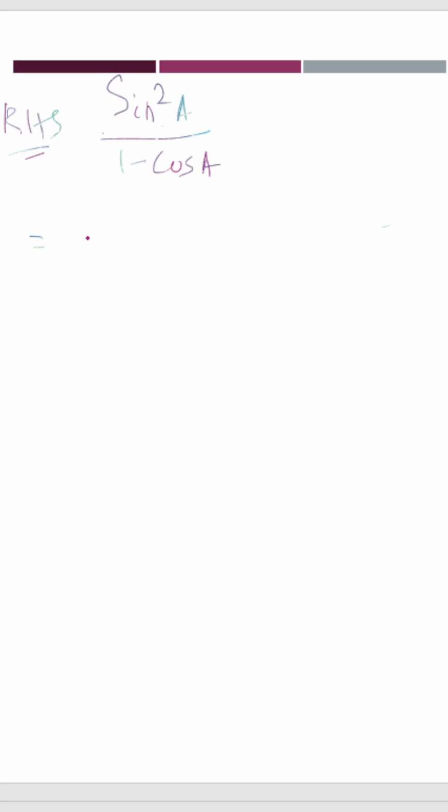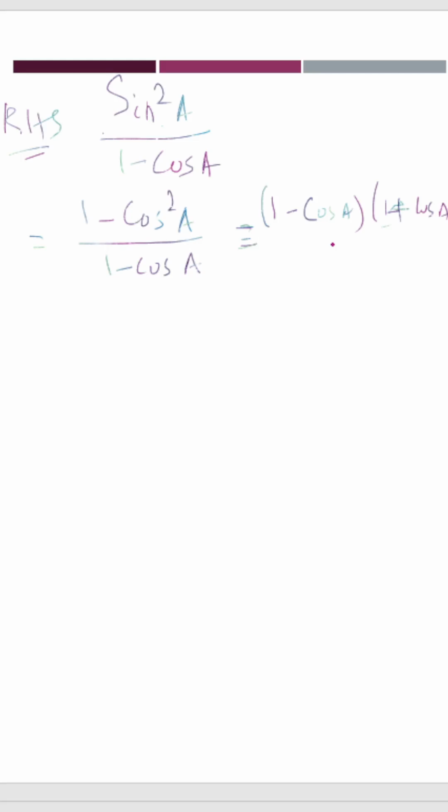So 1 minus cos square A, can you again simplify it? Please remember your identities which you have read. Yes, A square minus B square can be expressed as (A minus B) into (A plus B). So (1 minus cos A) into (1 plus cos A), divided by 1 minus cos A.